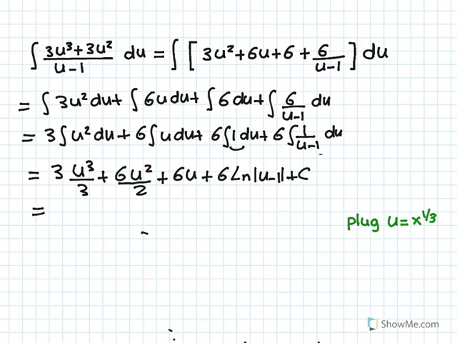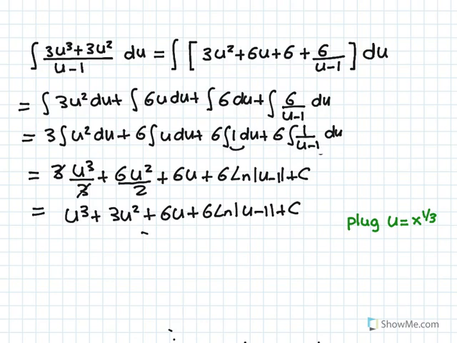Let's simplify a little bit more. 3 cancels with the 3, and we get u cubed. 2 and 6 cancel, and we get 3u squared. Plus 6u, plus 6 log of the absolute value of u minus 1, plus c.